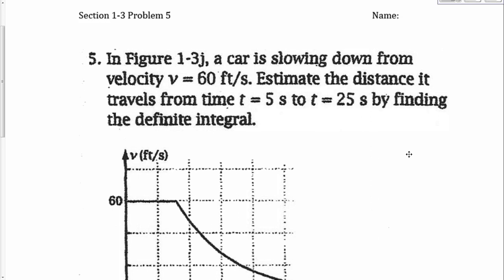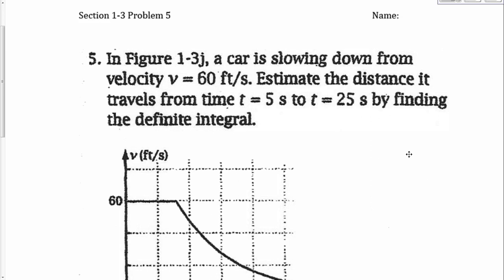Now everyone should have the handout. Section 1.3 is just called Problem 5. If you just completed Exploration 1-3A, then you can probably do this without watching the video. So if you just did the exploration, I would say stop the video right now, go ahead and do the problem and see if you get the answer.